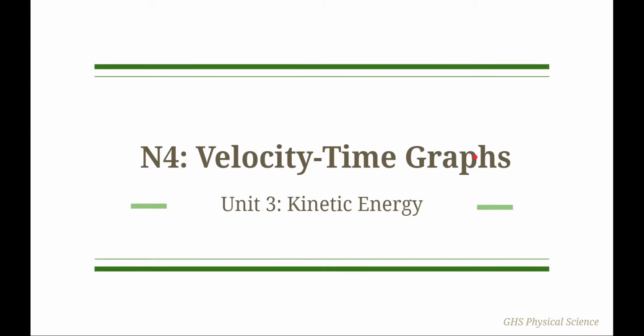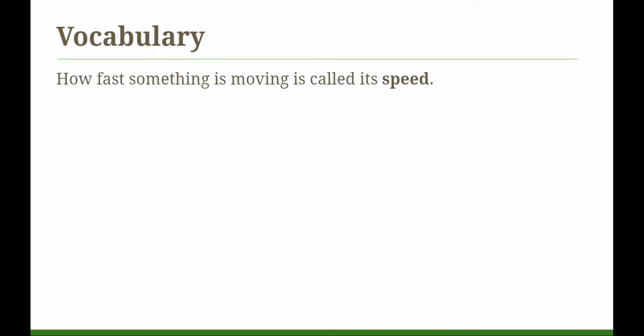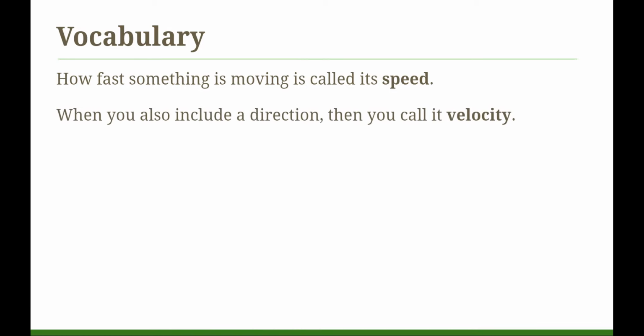Today we're going to be learning about another kind of graph that shows an object's motion, this time a velocity time graph. So first up, we need to learn some vocabulary. How fast something is moving is called its speed. This you're probably already familiar with. The new word that we've said a little bit this unit, but is velocity. So when you include a direction with speed, we just call it velocity in physics.